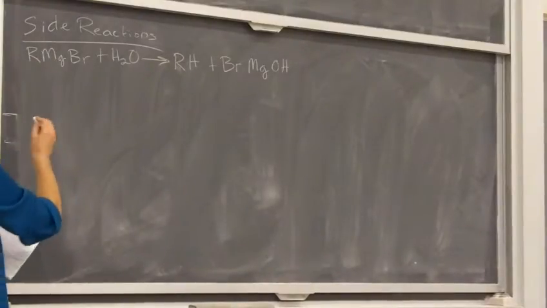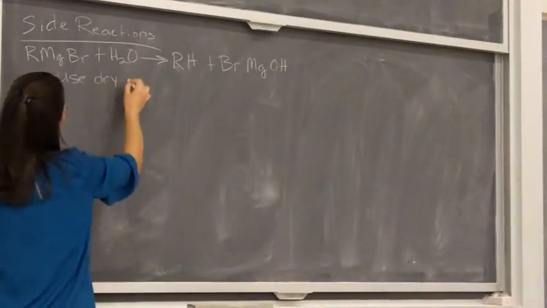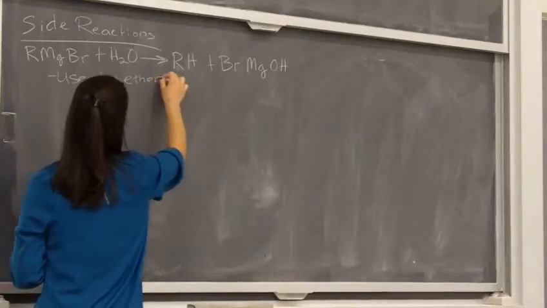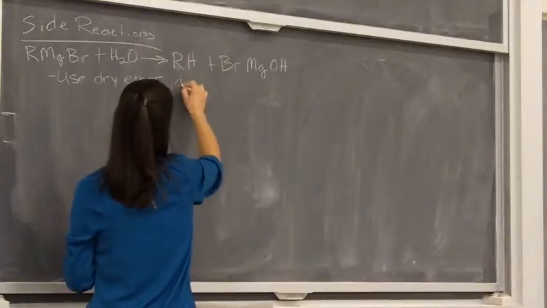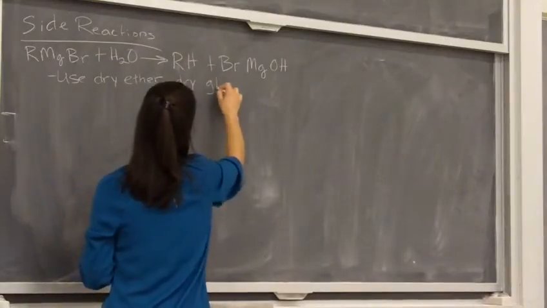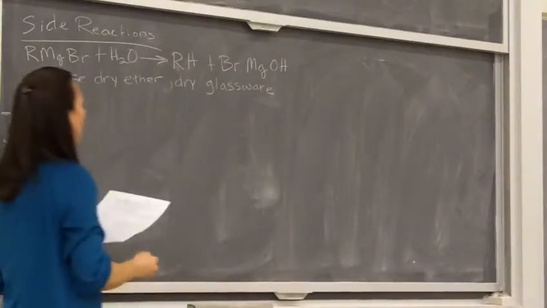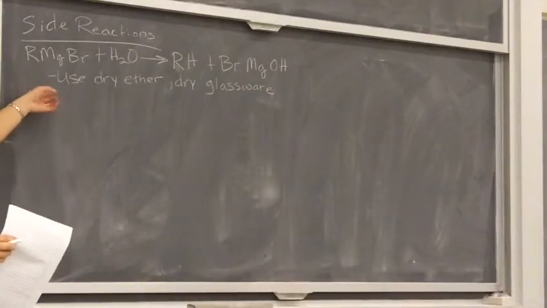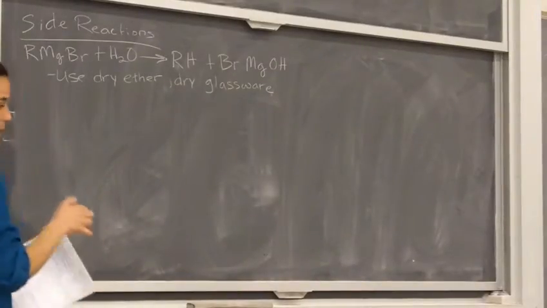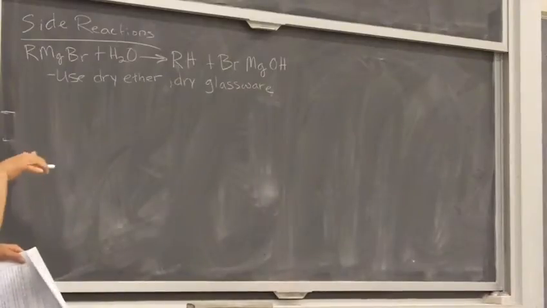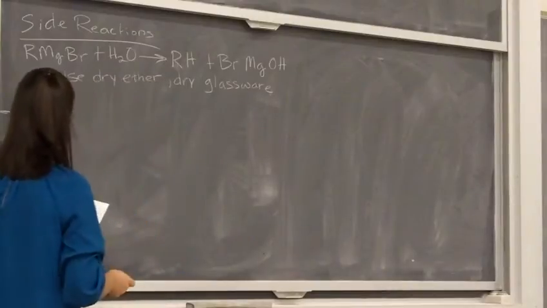To prevent this, we're going to use dry ether and we're going to use dry glassware so that we don't get any water into our system. All right? And so that's why you guys are going to be coming into lab early this week so that we can get your glassware in the oven. Okay? So remember, AM labs will come in at 7:15 to put their glassware in. PM labs about 12:45 to put your glassware in the oven.